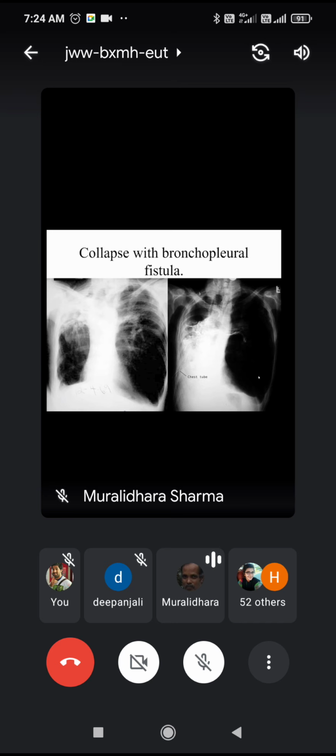This also could be an error of exposure. So the exposure had to be modified in this case. It's a relatively overexposed X-ray. But still, what is important from our point of view is what you see on the right side.